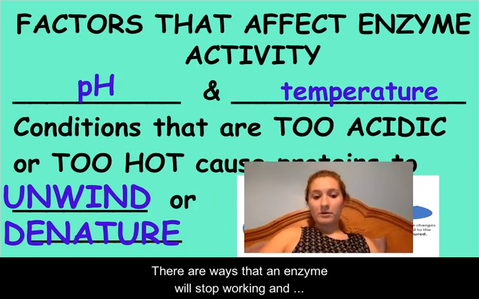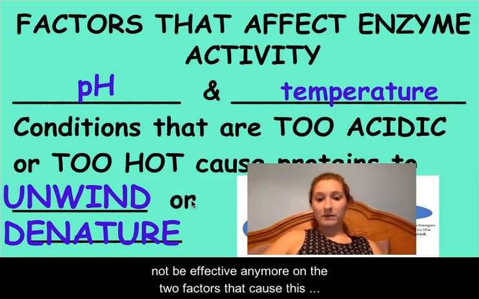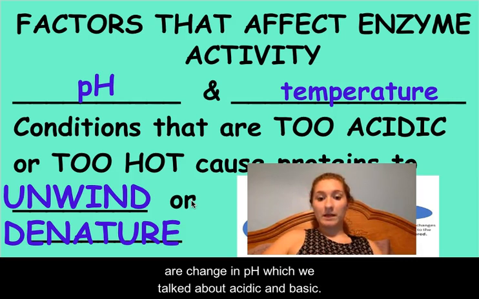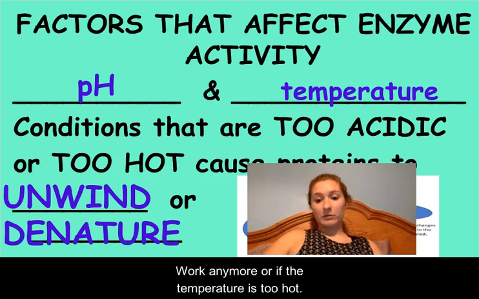Alright, there are ways that an enzyme will stop working and not be effective anymore. The two factors that cause this are change in pH, which we talked about, acidic and basic, and also change in temperature. So if the conditions are too acidic, so remember that's 6 or below on the scale, it will not work anymore, or if the temperature is too hot.